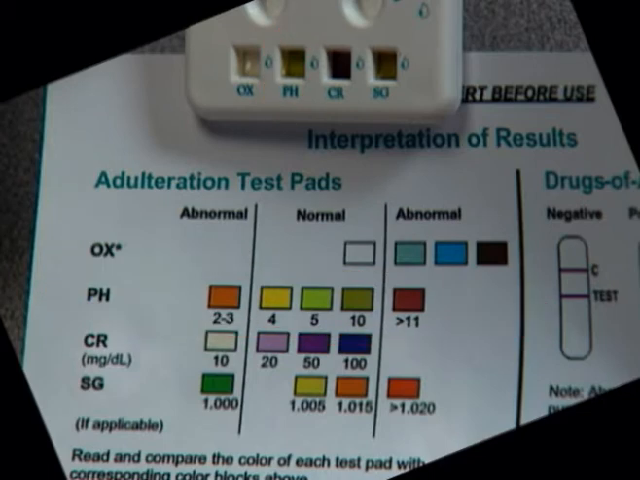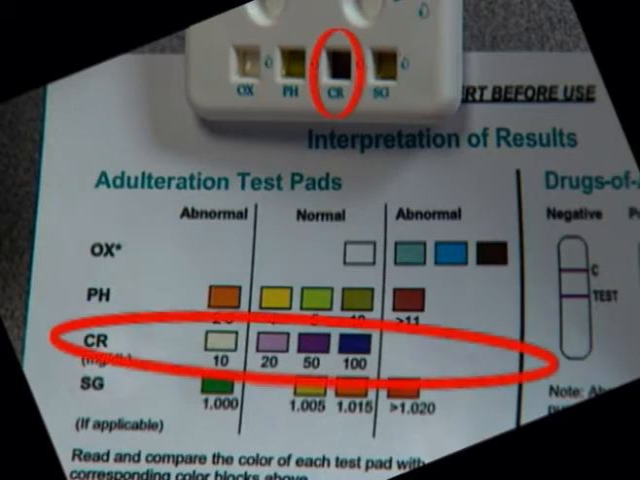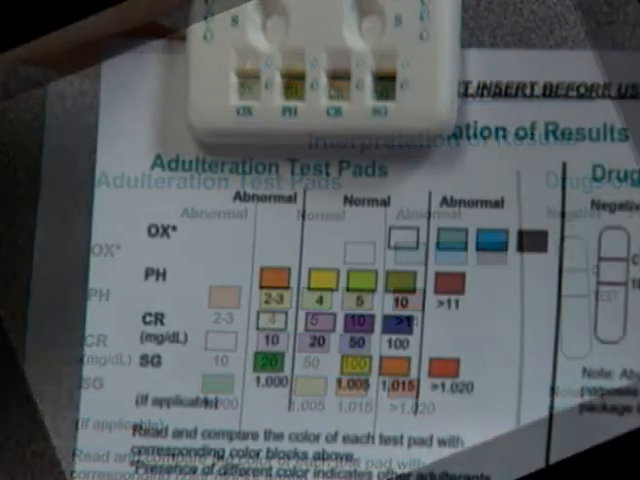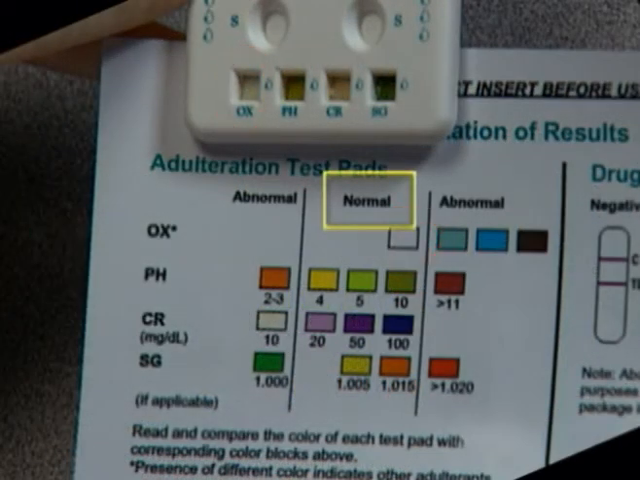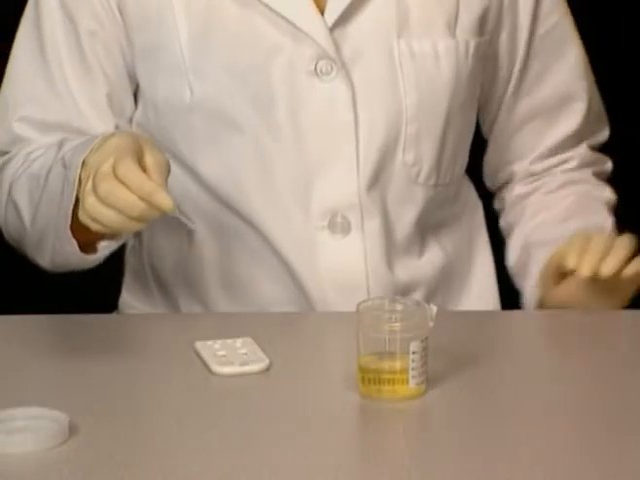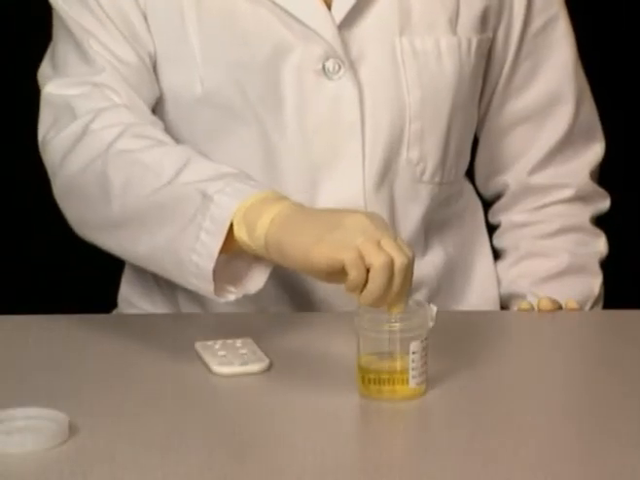All color pads should fall within the range indicated on the color chart. If the color is outside the normal range, either high or low, possible adulteration should be considered. Proceed further with the drugs of abuse test.